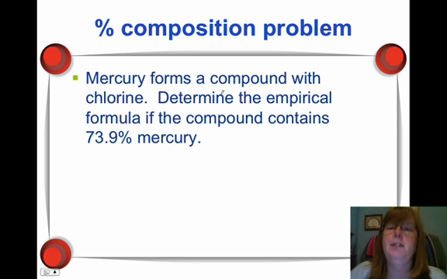Here's a percent composition problem. Mercury forms a compound with chlorine. Determine the empirical formula if the compound contains 73.9% mercury. It doesn't tell us how much chlorine it contains, but there's only 2 elements and it would have to add up to 100%. So to get the percent that is chlorine, we're going to have to subtract the 73.9% from 100, and that gives us 26.1% chlorine.